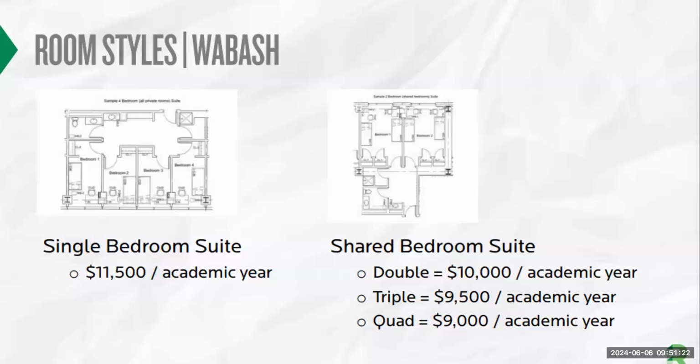And in the shared bedrooms, we do have 3 different styles. We have one where it's a double, one where it's a triple, so 3 people, and then one is a quad, which is 4 people. And then the prices do range depending on how many people are in the specific space themselves.